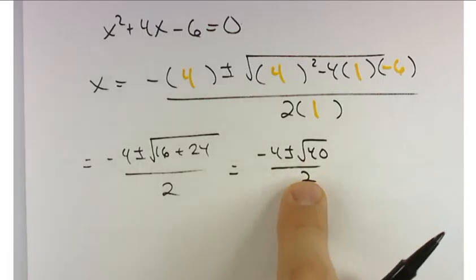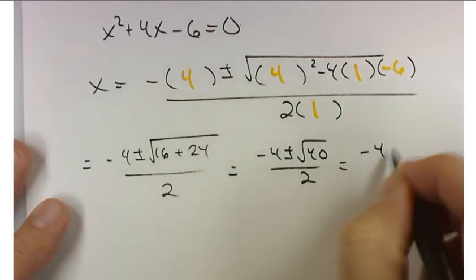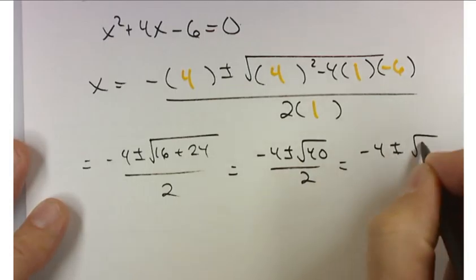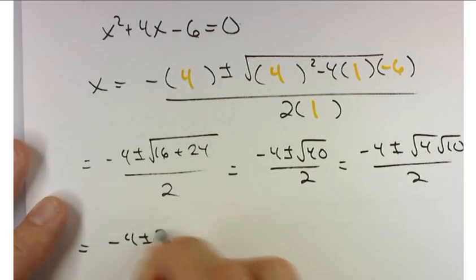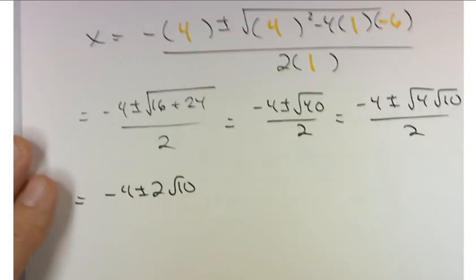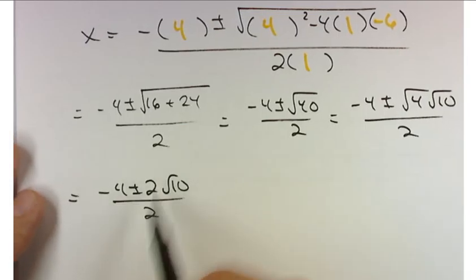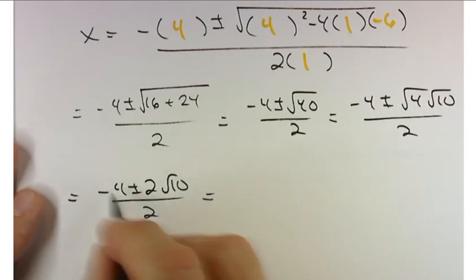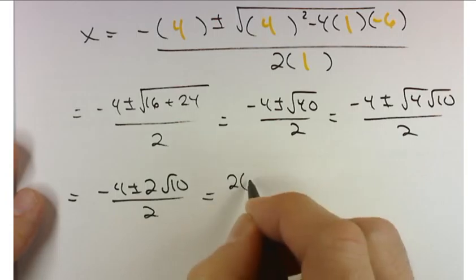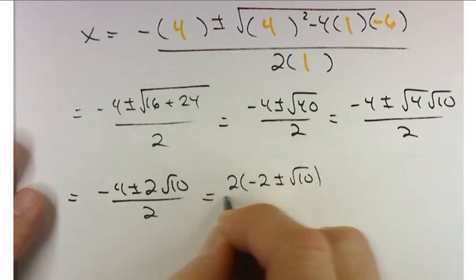Now, that's not bad, but there's a lot more left to the problem. So please expect to continue on these kinds of things. So it's going to be -4 plus or minus the square root of 4 times the square root of 10 over 2. 2 square roots of 10 over 2. And please, don't cancel the 2 into this or the 2 into this. What you have to do instead is factor out the GCF from the numerator. So 2 times -2 plus or minus the square root of 10, over 2.